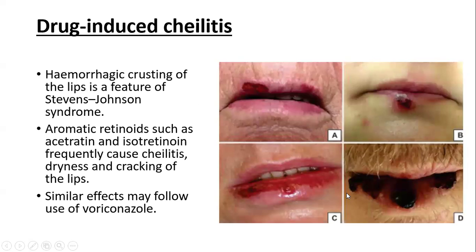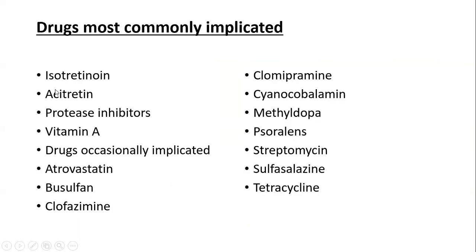Drug-induced cheilitis. There are many drugs which cause cheilitis, which include hemorrhagic crusting of lips, a feature of Stevens-Johnson syndrome. Aromatic retinoids such as acitretin and isotretinoin frequently cause cheilitis, dryness, and cracking of the lips. Similar effects are also seen with voriconazole. Other causes include protease inhibitors, vitamin A, atorvastatin, busulfan, clofazimine, clomipramine, methyldopa, psoralen, sulfasalazine, tetracycline, streptomycin.